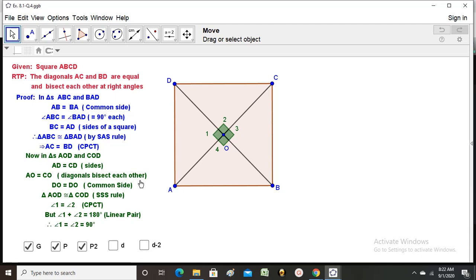They bisect each other, that is also we know that, and DO equal to DO, common side. Therefore AO equal to CO, and all three sides are equal correspondingly. Therefore by SSS rule, these two triangles are congruent to each other, and angle 1 equal to angle 2, but 1 and 2 make a linear pair, therefore each is equal to 90 degrees. This is how we proved that the angles are 90 degrees.